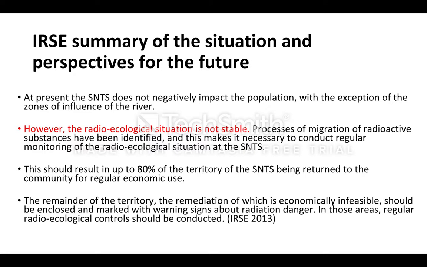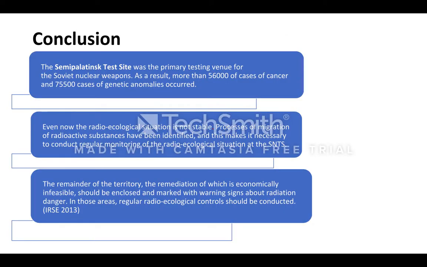The Semipalatinsk test site was the primary testing venue for the Soviet nuclear weapons. In conclusion, we can say that as a result, more than 56,000 cases of cancer and 75,000 cases of genetic anomalies occurred. Even now, the radioecological situation is not stable.